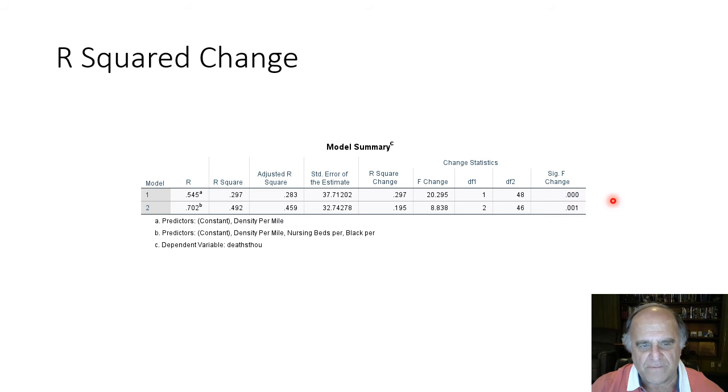Now again, for model 2, we put in 2 additional variables: our nursing beds per 100,000 and our number of individuals identifying as Black per 100,000. And when we put those 2 in, we again find the R increases, as does the R squared. Actually, the R squared increase is a 0.195 increase, which has an F value associated with it of 8.838. And the change in F is significant.